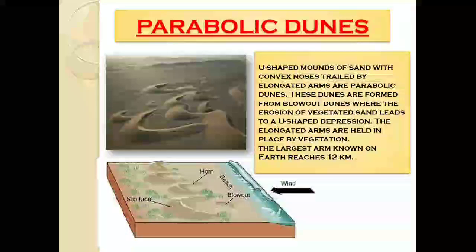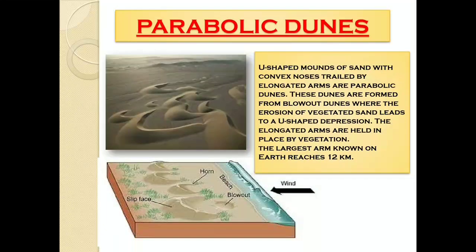U-shaped mounds of sand with convex noses trailed by elongated arms are parabolic dunes. These dunes are formed from blowout dunes, where the erosion of vegetated sand leads to a U-shaped depression. The elongated arms are held in place by vegetation. The largest arm known on Earth reaches up to 12 kilometers.